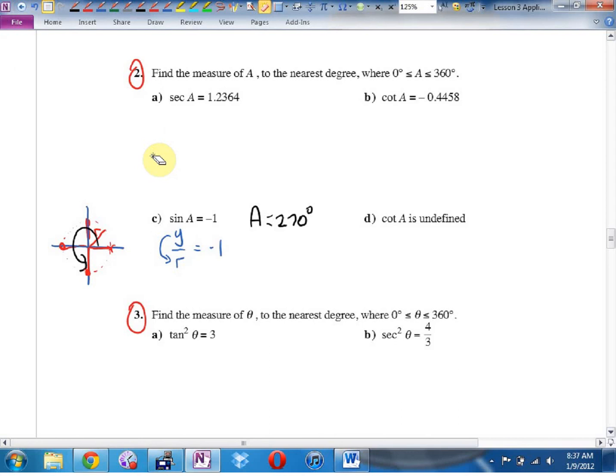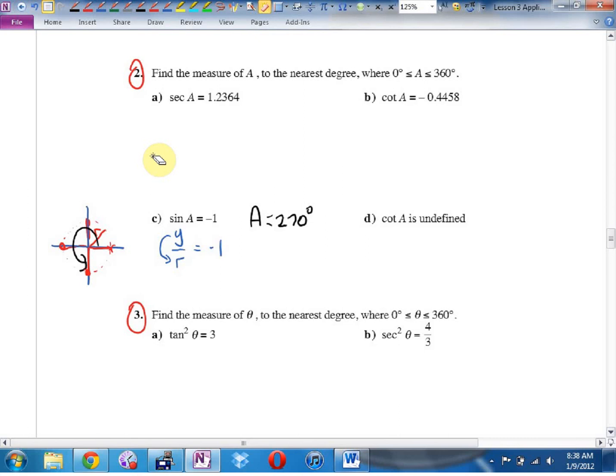Did you get D okay? Because that's also a weird one. D is going to be a cotangent, which is x over y. If it's undefined, y is 0. Where is y 0? I think here and here. I think it's 0 and 180 and 360 if we go around again. Any others?